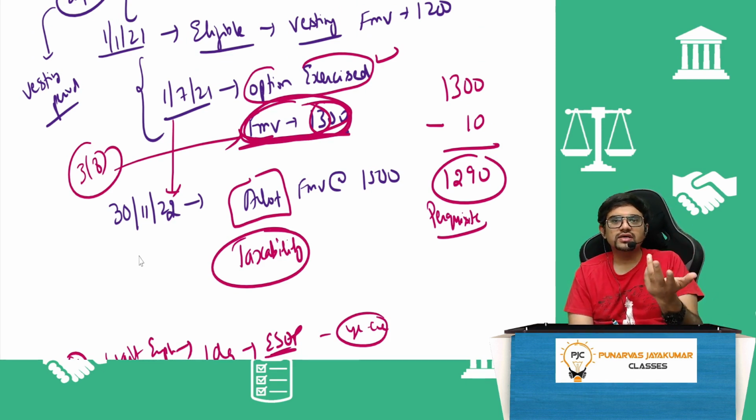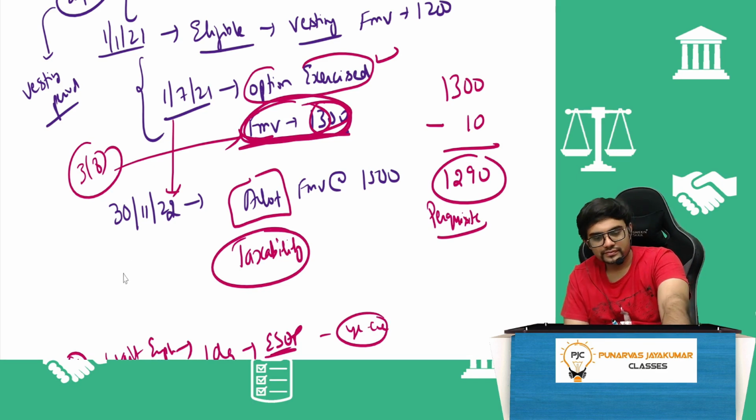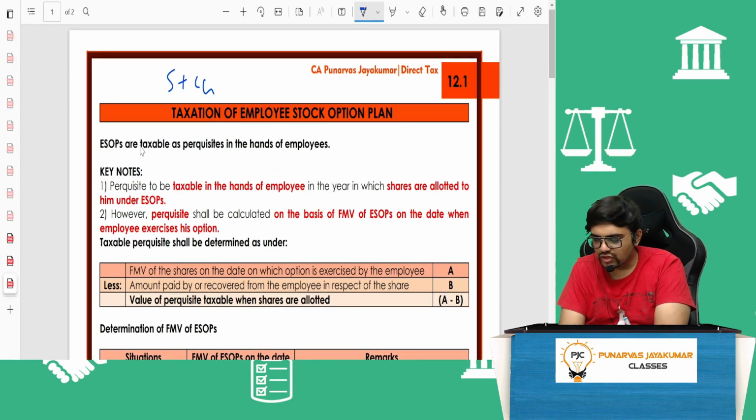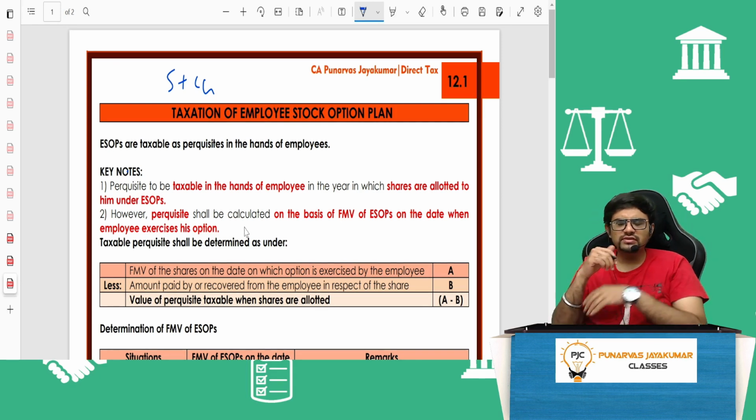This is purely the salary chapter with the rules, so check it out. What are ESOPs? Is it an option given or is it mandatory?